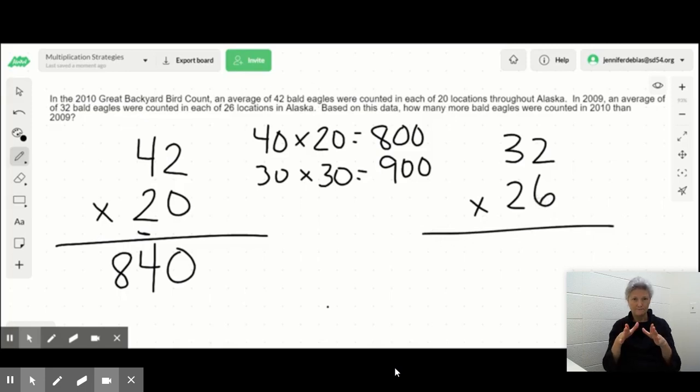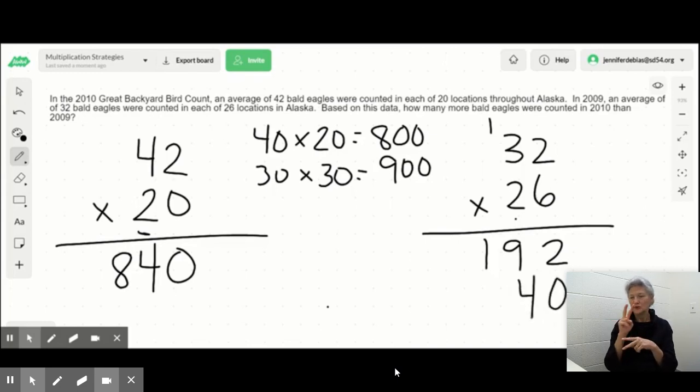So 6 ones times 2 ones, that equals 12, which means I have 2 ones and 1 ten. 6 ones times 30, or times 3 tens, is 18 tens, but I have to add that last one, so 19, which is 192. Now I'm going to do 2 tens times 2, right? 20 times 2, which is 40.